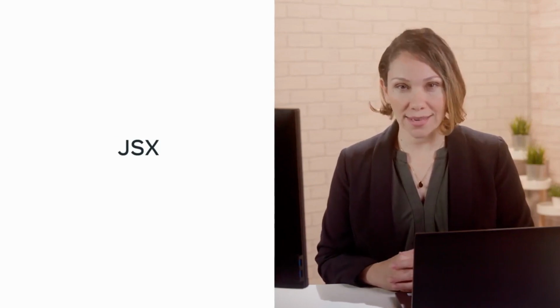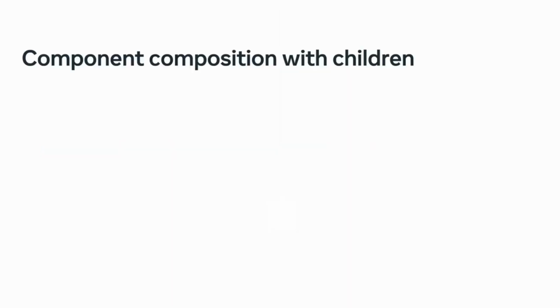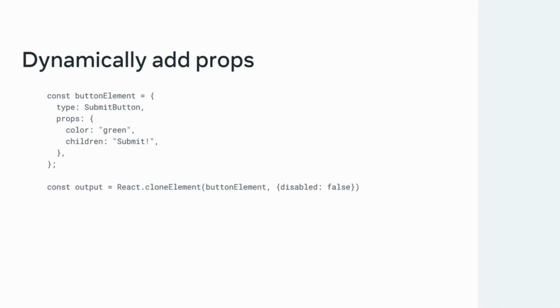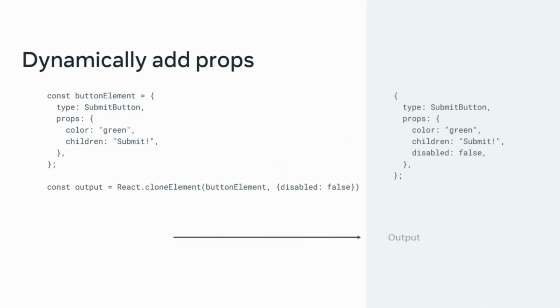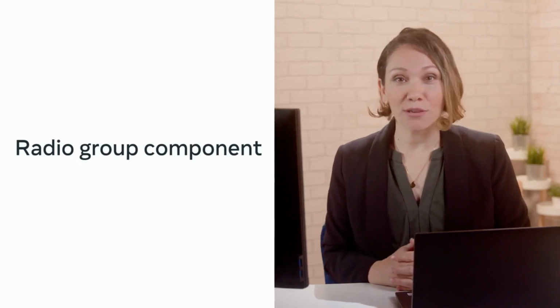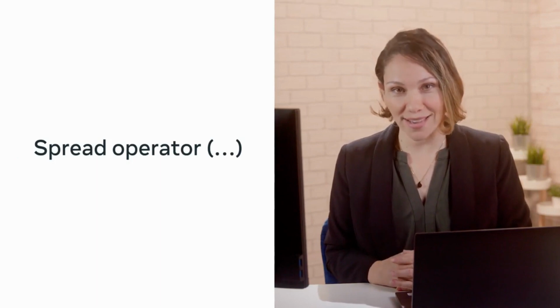In the first lesson, you took a deep dive into JSX. You gained a more detailed overview of JSX, components, and elements. Next, you explored component composition with children, with its two key features, containment and specialization, and how to dynamically manipulate children in JSX. You had the opportunity to apply your new skills when building a radio group component and were introduced to spread attributes in JSX.